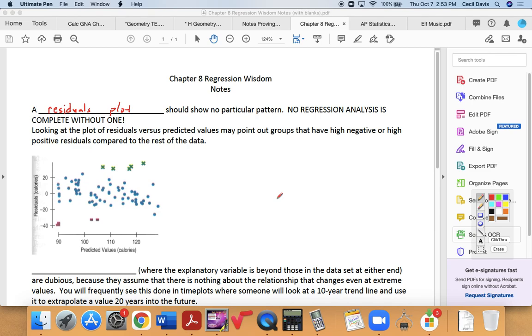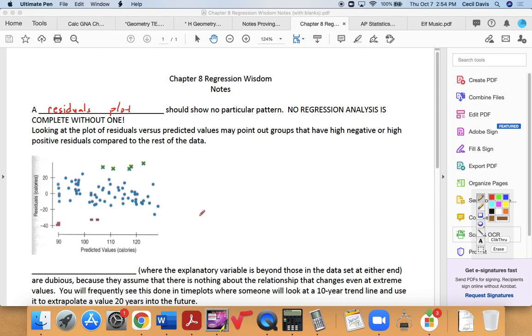Now, be really careful about this. Just because there's no pattern in the residuals doesn't mean that you have a good model. Okay? You can't go backwards like that. If there's a pattern in the residuals, then you know you've got a problem, right? But just because there's no pattern doesn't mean that the model was a good one. Okay?